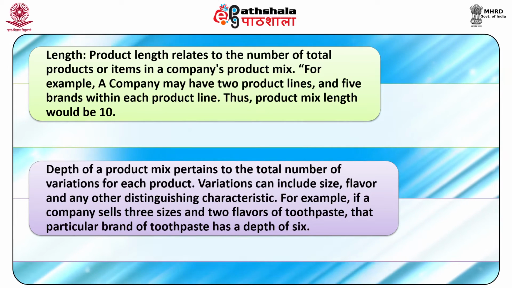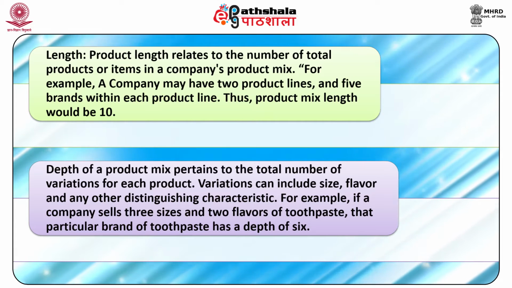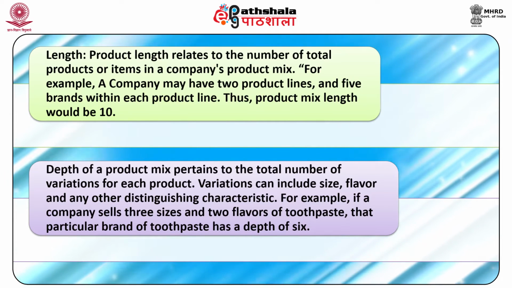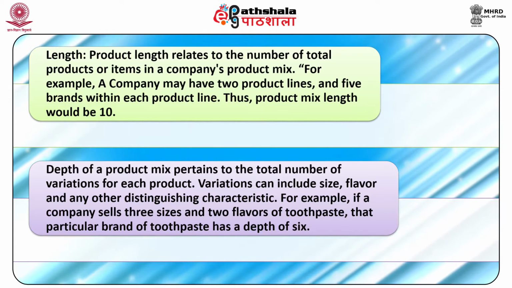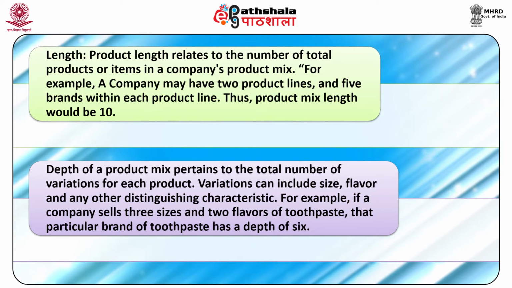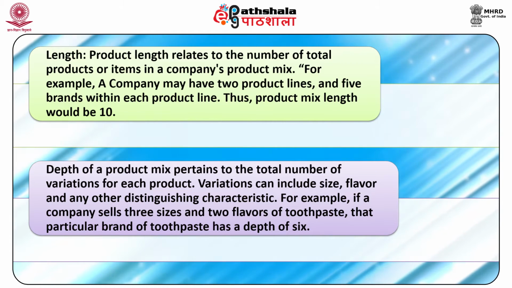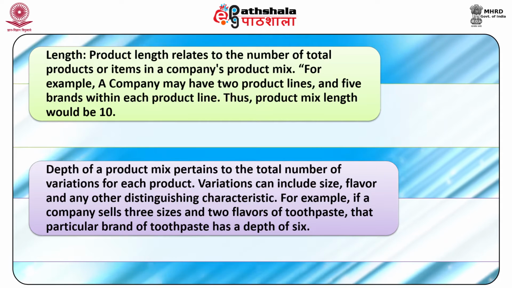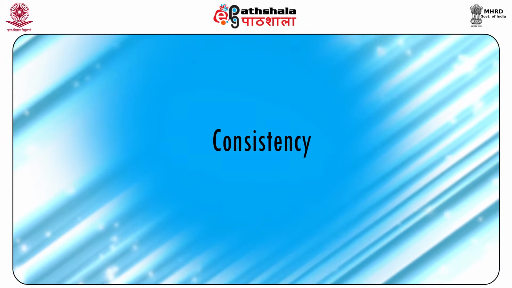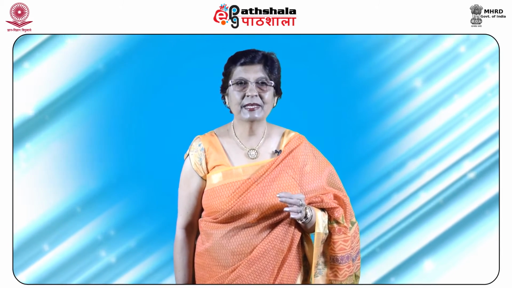Third concept is depth of a product. Depth of a product mix pertains to the total number of variations of each product. Variations can include size, flavor, and any other distinguishing characteristics. For example, if a company sells 3 sizes and 2 flavors of toothpaste, that particular brand of toothpaste has a depth of 6. We would now understand the concept of consistency in a product mix.